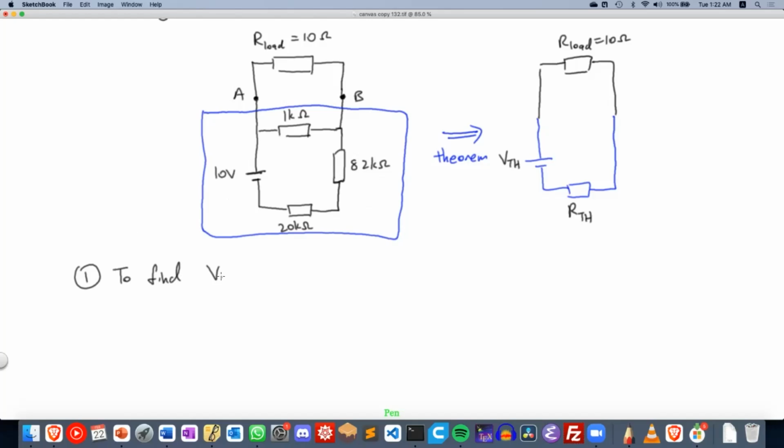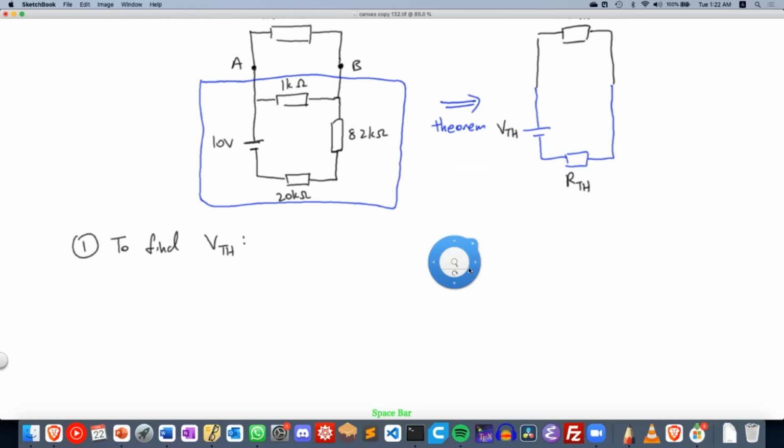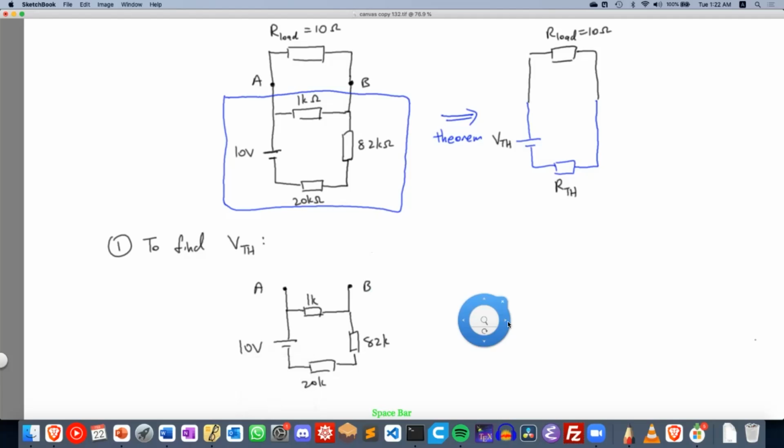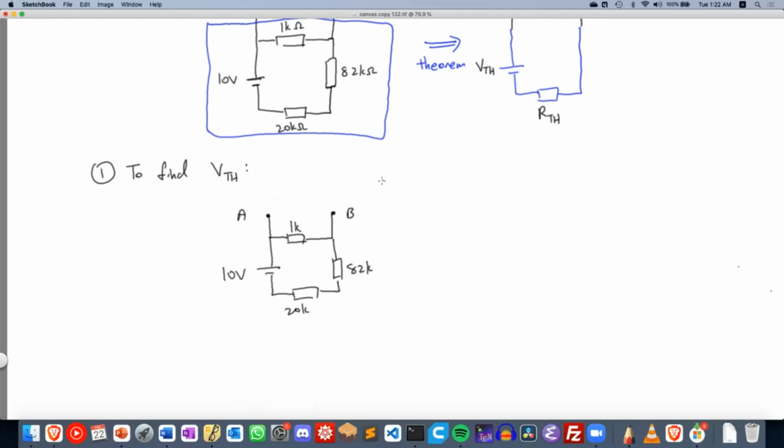So to find the voltage, we're going to first disconnect the load. A and B is going to be left as an open circuit, and then we draw the rest of the circuit. Now we need to find the potential difference across AB, and by Thevenin's theorem, the Thevenin voltage will be the potential difference between AB.